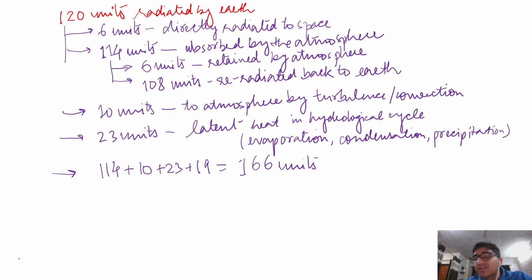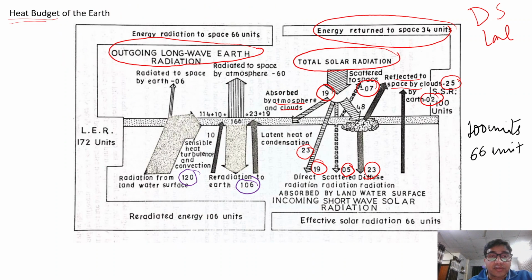And out of this 166 units, how much did it radiate back to the earth? Sorry guys, this will be 8 units. I just made some mistake and this will be 106. Now just let me correct myself. Out of the 114 units absorbed by the atmosphere, 8 units are retained, 106 units are re-radiated back to the earth. So 10 units as sensible heat and turbulence in convection, and then there was latent heat of condensation. It caused the radiation of 23 units back to the atmosphere.